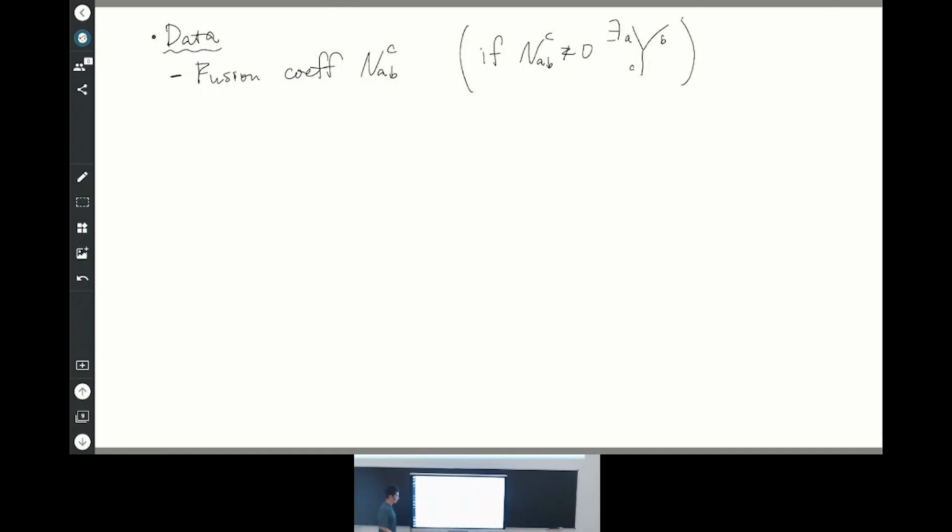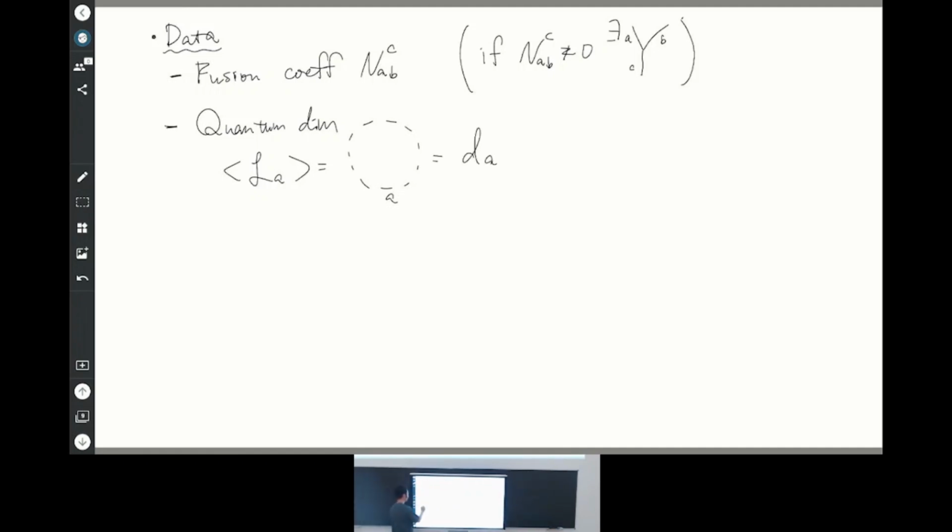So if this N_ABC is non-zero, you can form a junction. Okay? And another important quantity which shows up in the discussion of the fusion category is what's called the quantum dimension, which is basically the expectation value of the circular line, and which I'm going to denote by d_A.